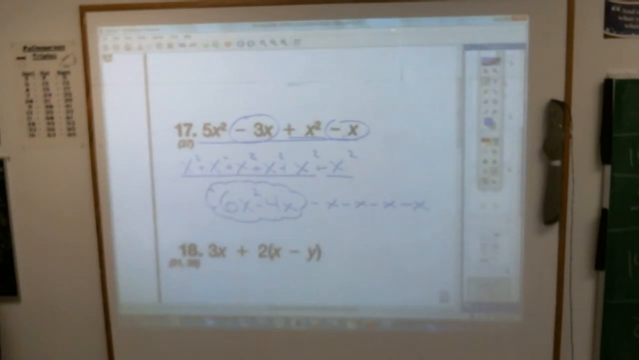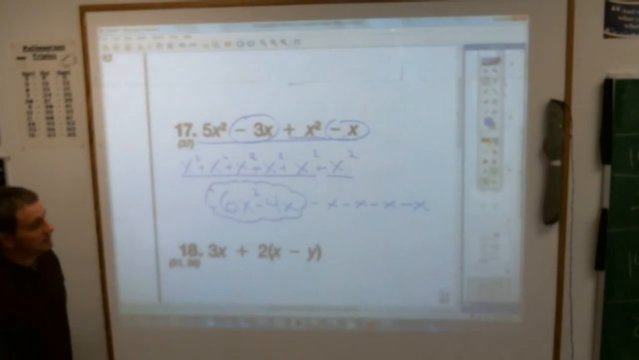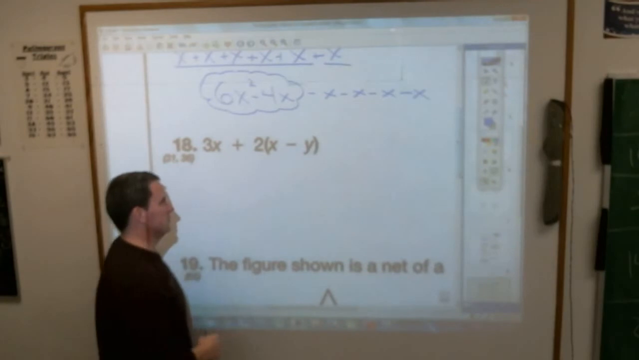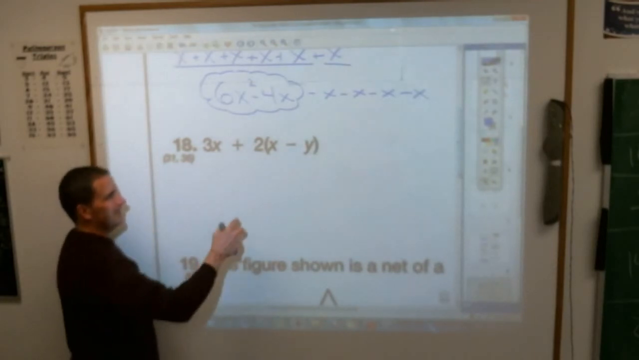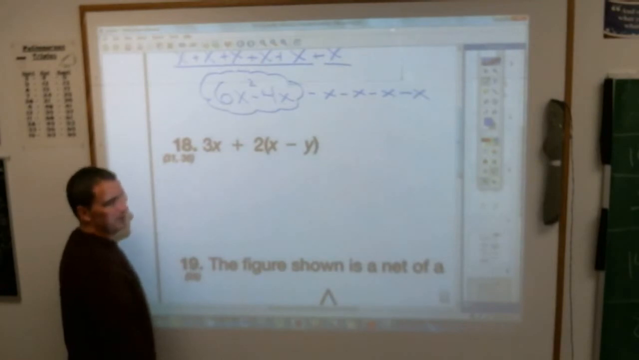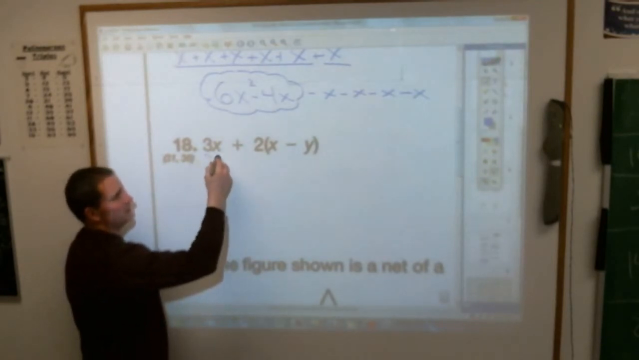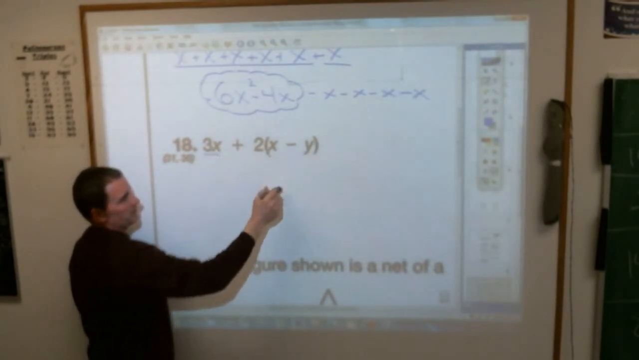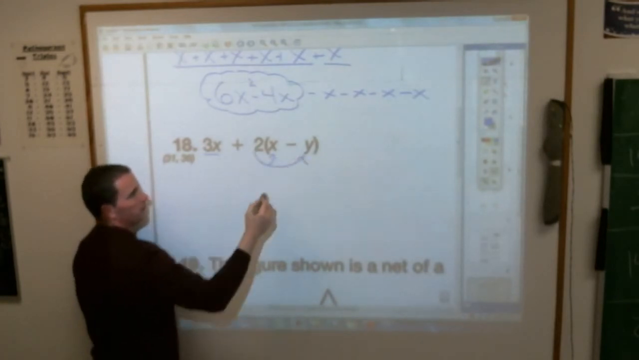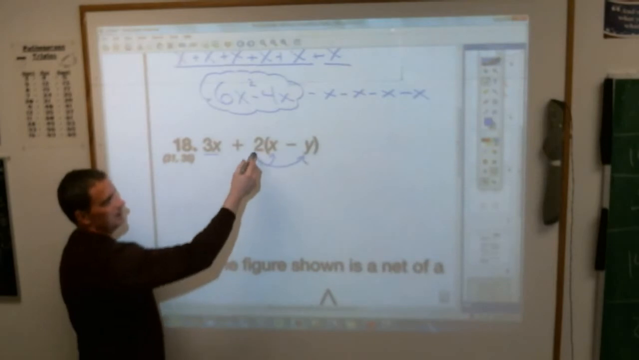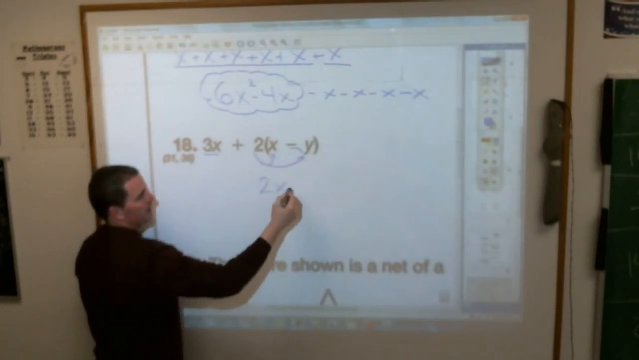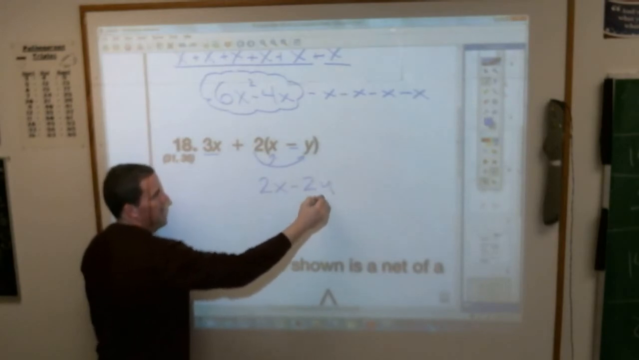Am I doing 18 while I'm here? 18 is virtually the same thing, and I was a little disappointed on your quizzes that we still aren't getting it. Anytime you see parentheses, people, and numbers in front, you should think distributive property. It's not the first time. You can't do anything with this until you get rid of this parenthesis. To get rid of it, you have to multiply the 2 by both things inside the parenthesis. 2 times x is 2x. 2 times negative y is a negative 2y.